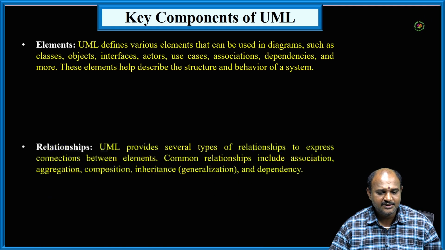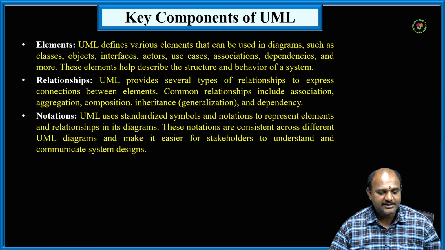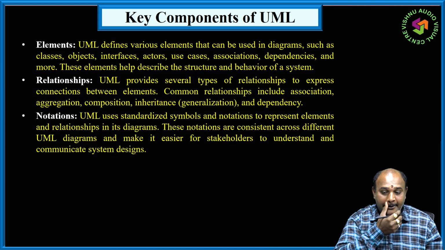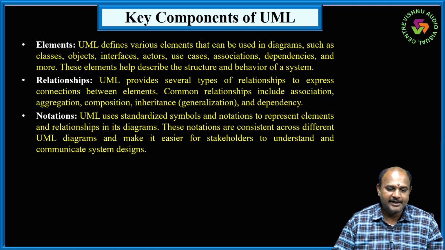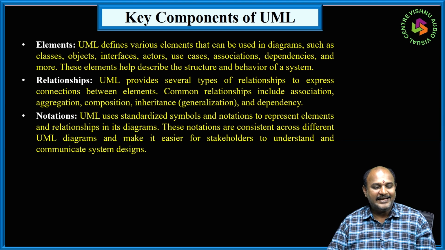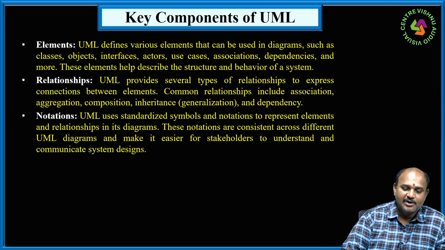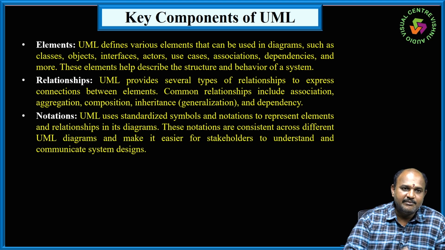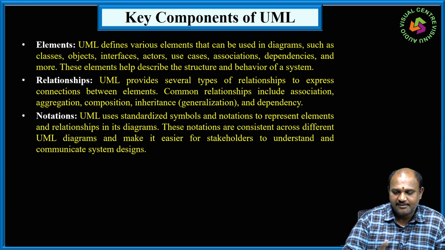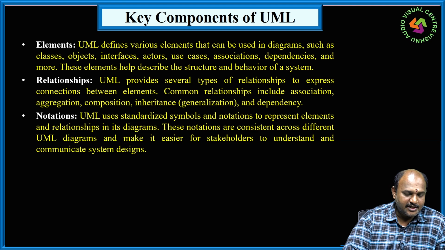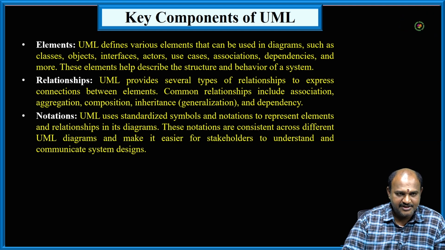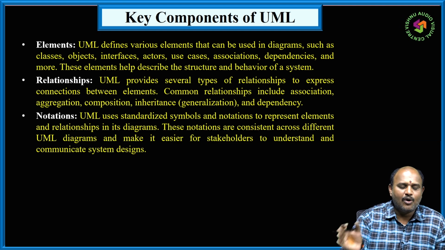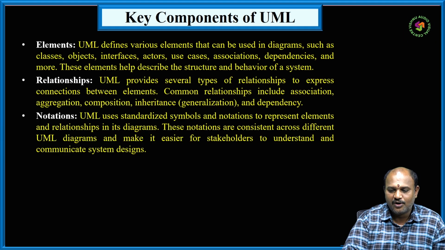The last one, here you are going to discuss some key components of UML. The first one is elements. I already discussed what the elements are in the various diagrams. Some use case diagrams are there, some attributes are there, associations are there, use cases are there, activities are there, states are there. These are called elements. These are called a diagram.